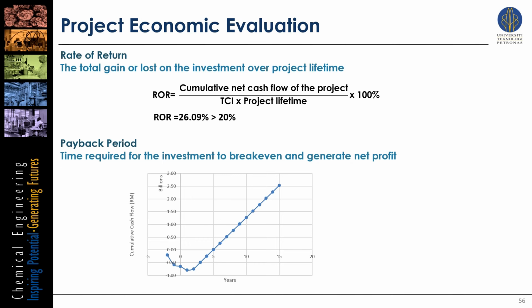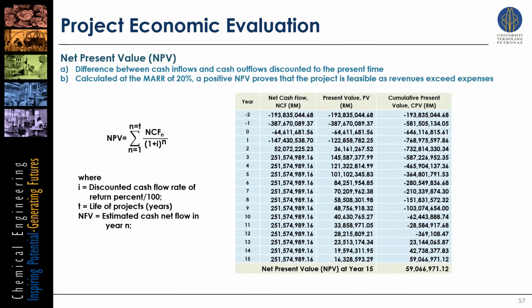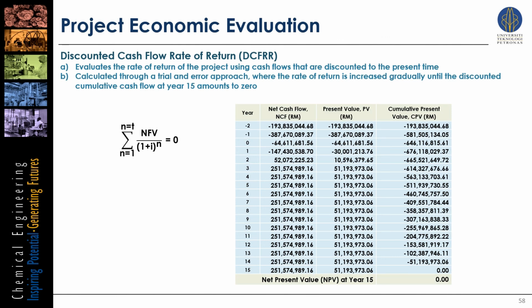Rate of return refers to the total gain or loss on the investment over the project lifetime. Our plant has an ROR of 26%, which is greater than the MARR of 20%, hence it is economically feasible. Payback period refers to the time required for the investment to break even and generate net profit. The payback period for our plant is 5 years, which is appropriate for a 15-year plant. Next, we can evaluate the net present value, which is the difference between cash inflows and cash outflows discounted to the present time. Since the NPV is a positive value, this project is economically feasible.